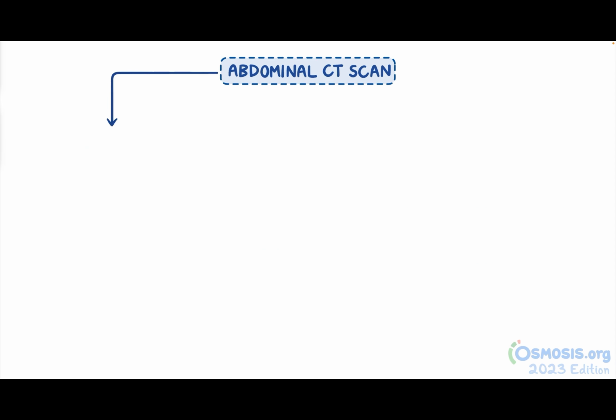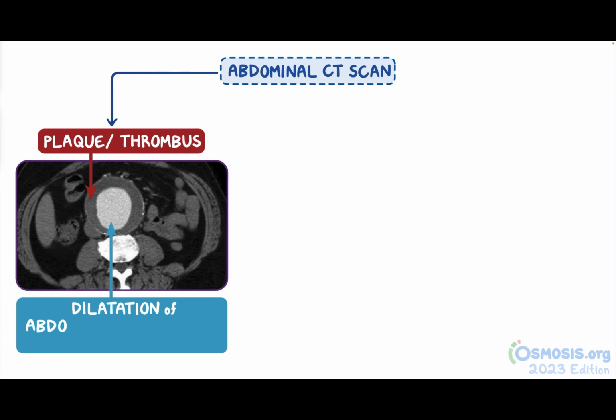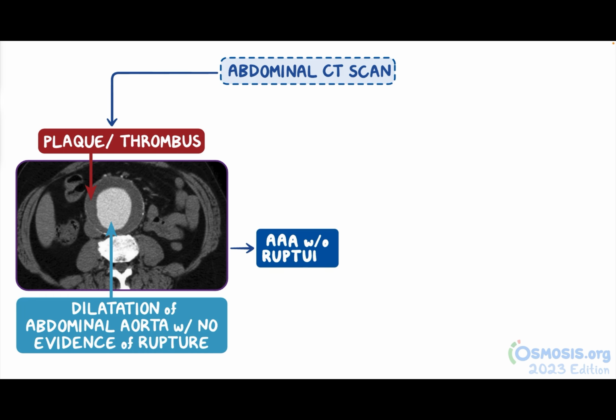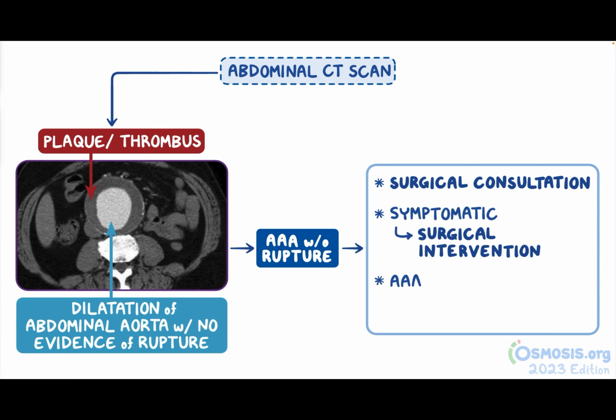Let's move on to our next possible CT finding. If you see dilation of the abdominal aorta with no evidence of rupture, meaning no extravasation of IV contrast, you can diagnose AAA. Once you've diagnosed AAA, call for a surgical consultation. Remember that symptomatic AAAs have a higher risk of complications like rupture or impingement of nearby vascular structures, so they may need surgical intervention. Smaller AAAs under 5.5 centimeters may require long-term monitoring by a vascular surgeon.